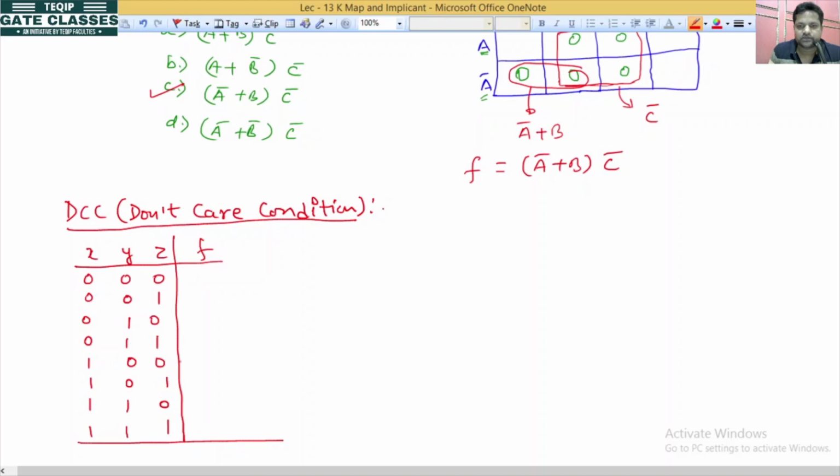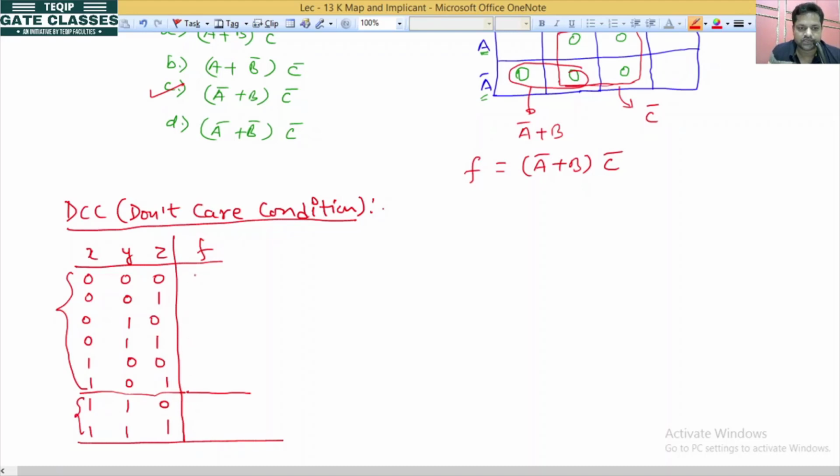Now, suppose I want to design a digital circuit that only works on these 6 inputs, above 6 inputs. Only on these 6 inputs. I don't want this circuit to work on these 2 inputs. So whatever we output here for these inputs, it will not affect our circuit.